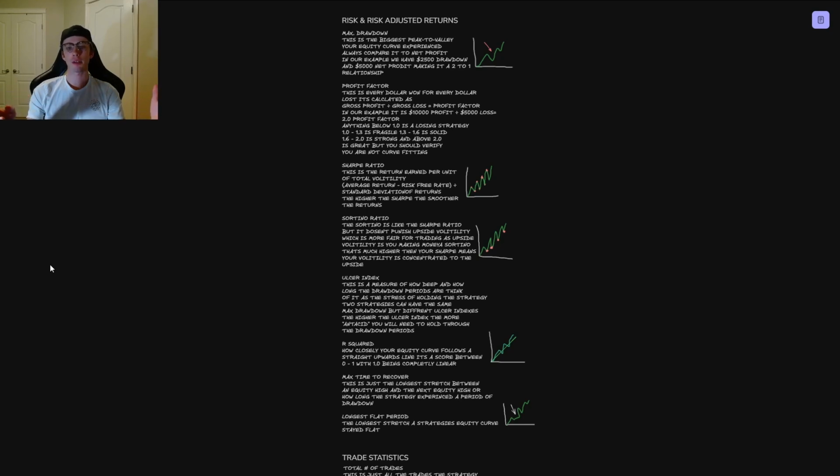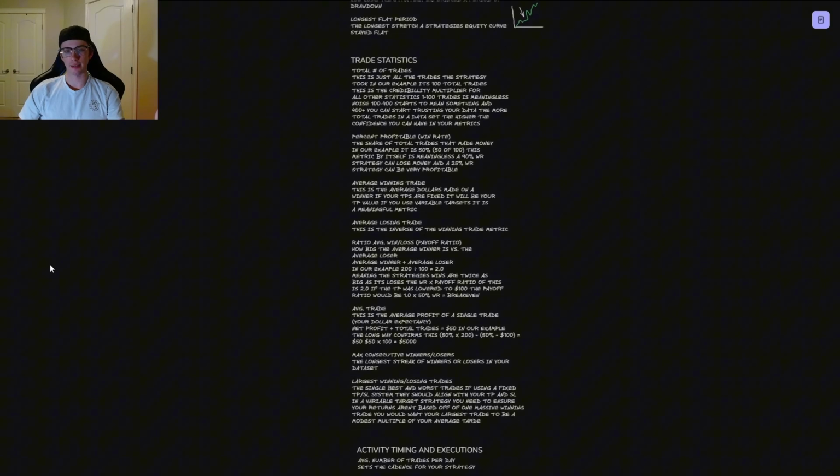Your max time to recover, this is just the longest stretch between a peak and a trough. So when you go up, you come down, and then by the time you come back up to a new higher peak, what's the total max amount of time it took to get there over the backtest period? And then your longest flat period is just the longest stretch the strategy's equity curve stayed flat and you didn't make any money. Onto the trading statistics.